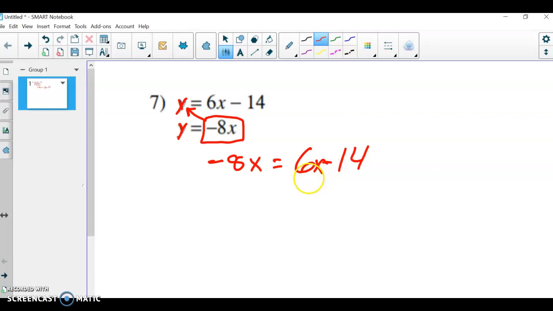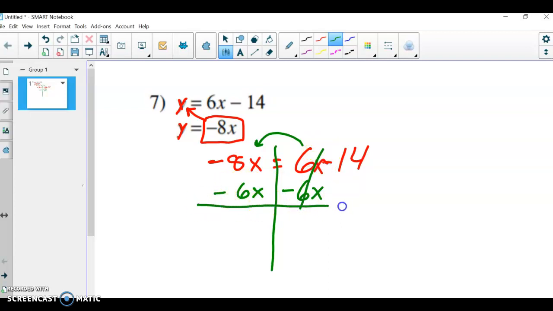Okay, now in order to get both those variables on the same side, they want to hang out with each other. So we're going to get this 6x to be over here with the other x value. We're not solving for x, so we're not dividing. We're just going to move it. So we're going to introduce negative 6x. They will cancel. Subtract 6x from the left.